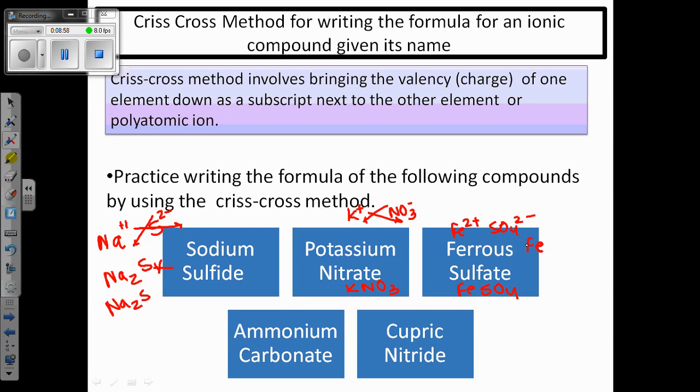Well, you might ask, why not Fe2(SO4)2? The ionic formula for a compound, which is called the formula unit, shows the simplest whole number ratio, because this whole thing can be divided by 2 to simplify it, and then the formula is FeSO4. Ionic compound formulas are written in smallest whole number ratios. Ammonium carbonate will be (NH4)2CO3. Cupric nitride, Cu3N2.